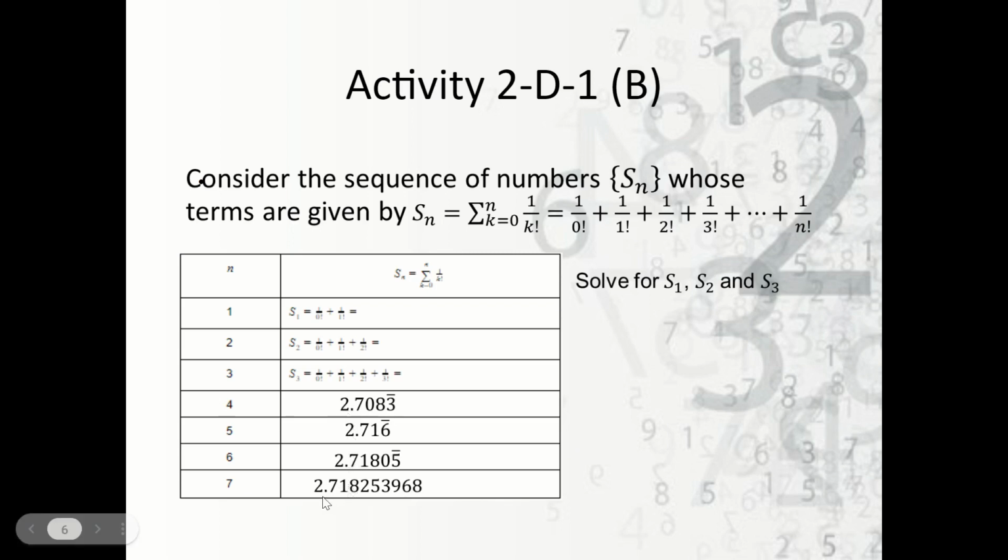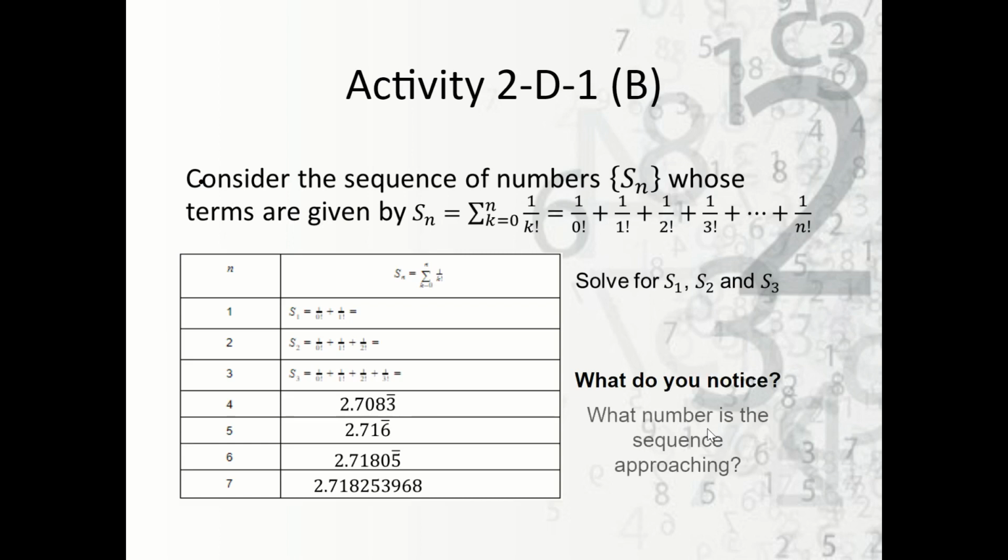And we should notice that we're approaching some number around 2.71, and as you continue, the numbers are going to get closer and closer to that value. It's very similar to the number that we were just looking at on part A. So what do we notice? Again, the values are approaching some number. The change is getting smaller and smaller each time, so that means we're getting closer and closer to some number.